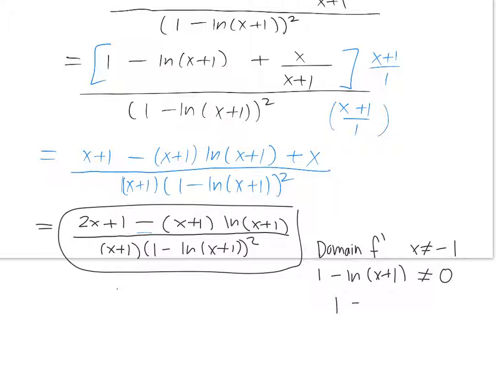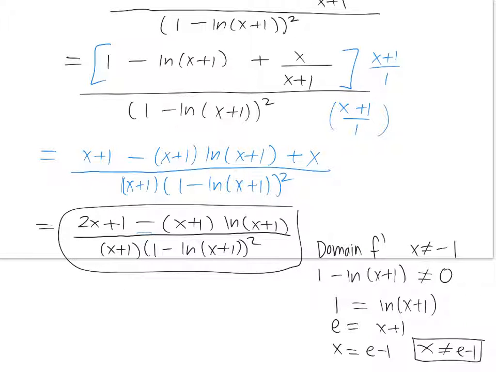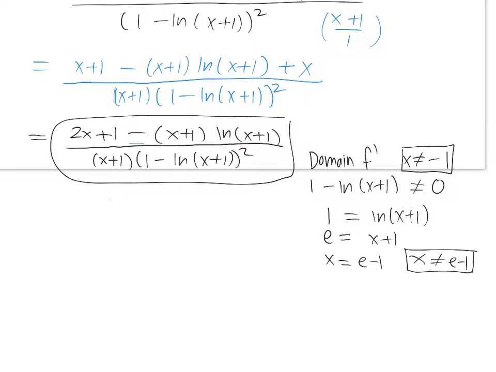So 1 will equal ln of x plus 1. e equals x plus 1. And that's going to be x is e minus 1. So x cannot equal e minus 1. So there's two numbers we're leaving out. And what's the final thing you have to worry about?